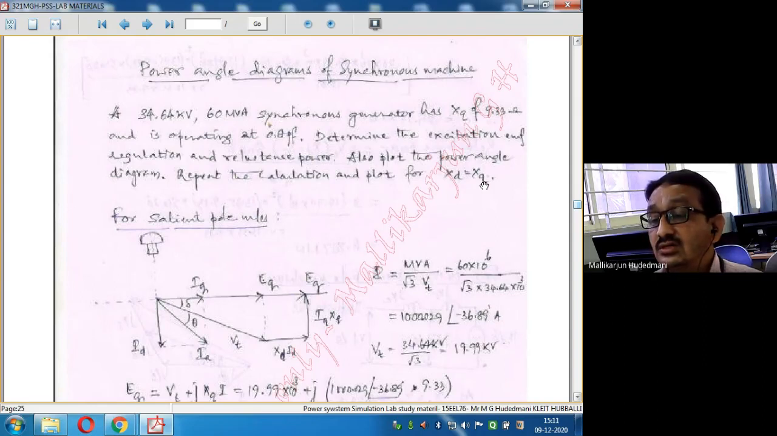A synchronous generator of particular kV 34.64 and capacity 60 MVA is operating at 0.8 power factor at a bus and delivering power to the neighbor, whose quadrature axis reactance is 9.33. If this keyword is pronounced, what is XD is a raised question. Then the information is apparently pertaining to a synchronous machine which is salient by type. XD is not given. We need to determine XD.